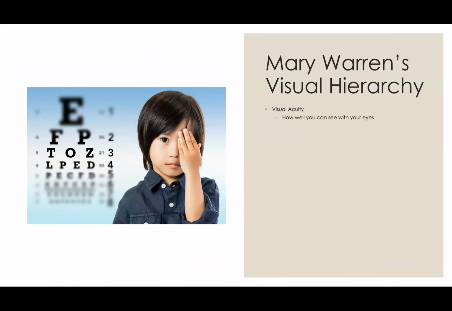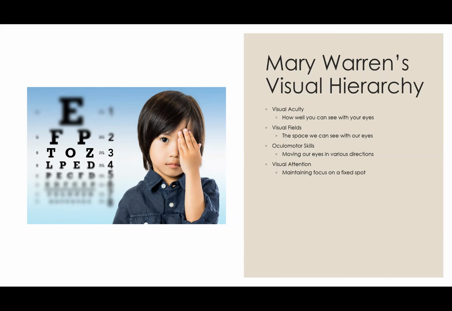So the first thing on that pyramid was visual acuity, and this is just how well you can see with your eyes. So if things are blurry, if they're clear, anything like that. Visual fields is the space that we can see with our eyes. So just when we look straight ahead, everything that we're seeing, that's our fields. Oculomotor skills is the ability to move our eyes in various directions. Our eyes all have muscles that move them, and so it's just how well those muscles are moving.